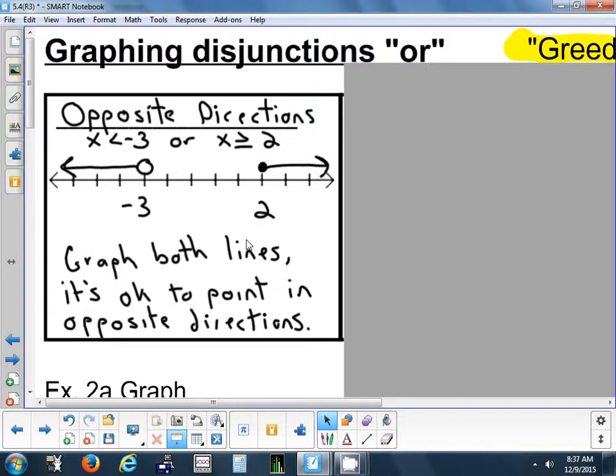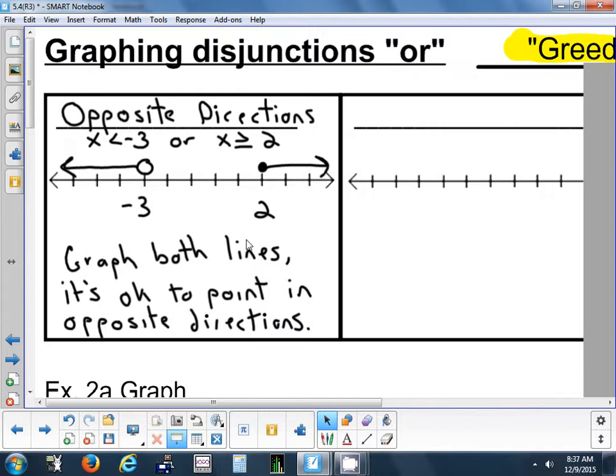It's okay. We're going to get into a situation where we look at the ands, and it'll be a different situation when they point in opposite directions. But if I'm graphing ors, opposite directions, the inequality signs point in opposite directions, I'm going to graph both things. So I've got opposite directions.